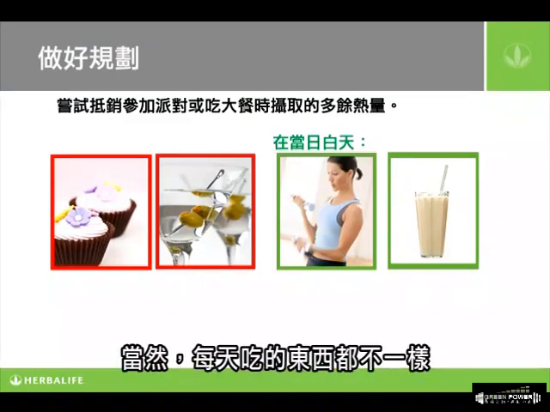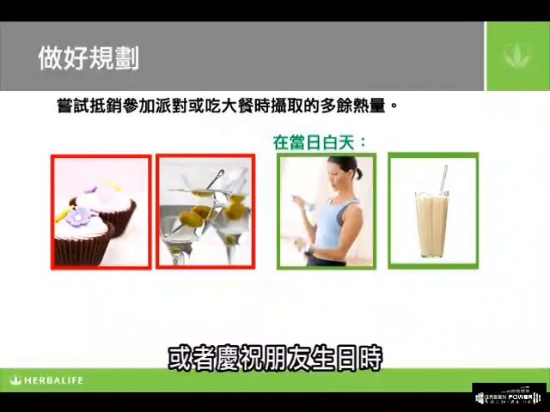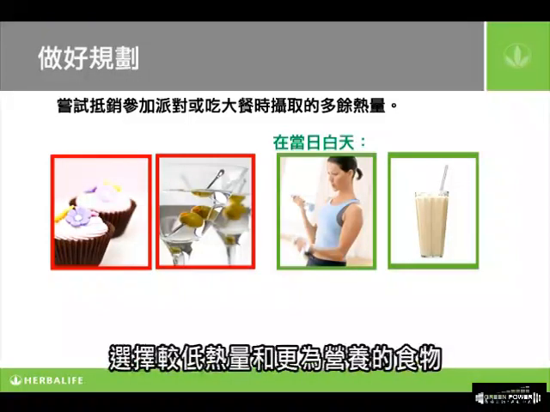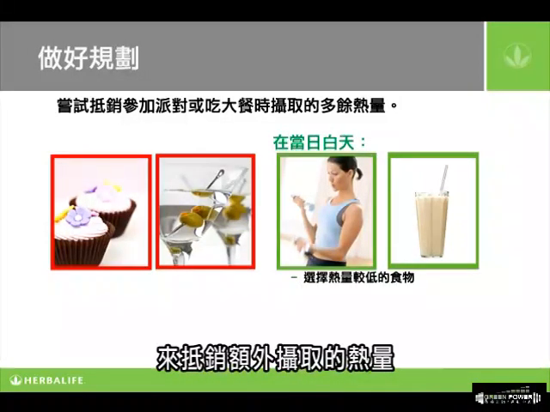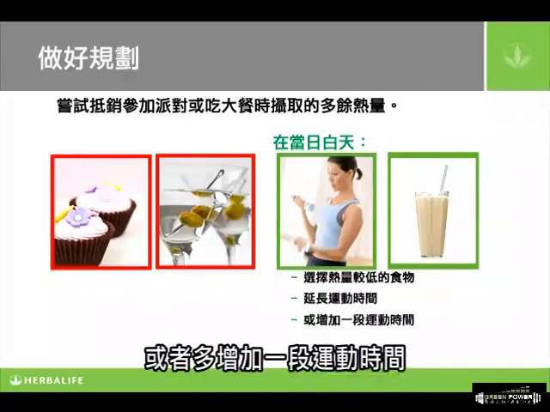Of course, the meals that make up your daily diet will vary from day to day. If you're going out to dinner to celebrate a friend's birthday, try to offset the extra calories at the celebration by choosing lower calorie, more nutritious options for your other meals. You can also plan to lengthen your exercise session that day or add an extra session to your schedule.